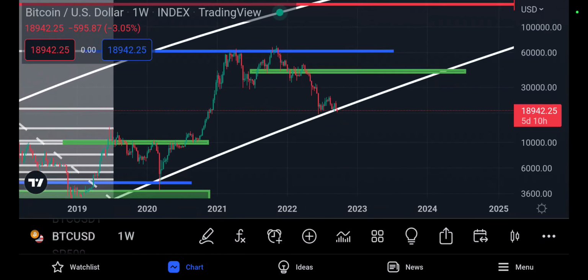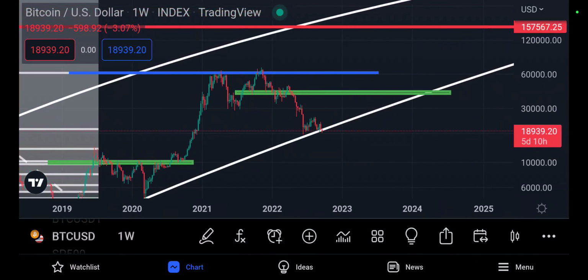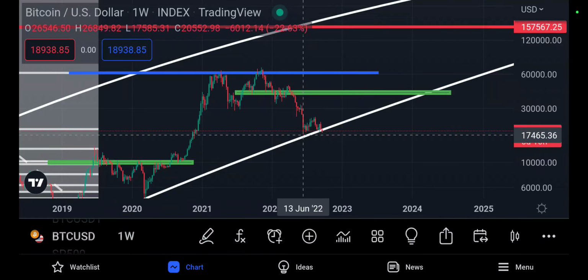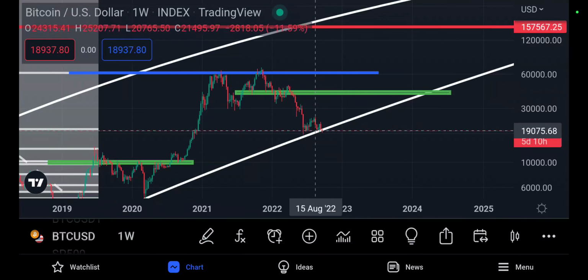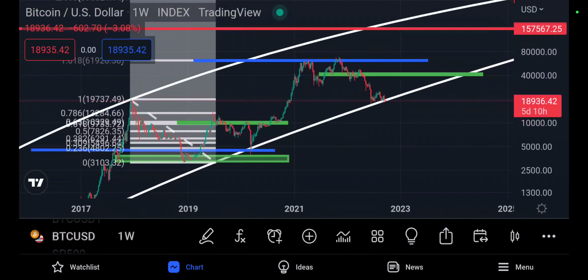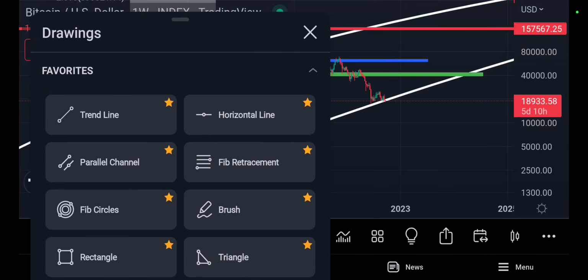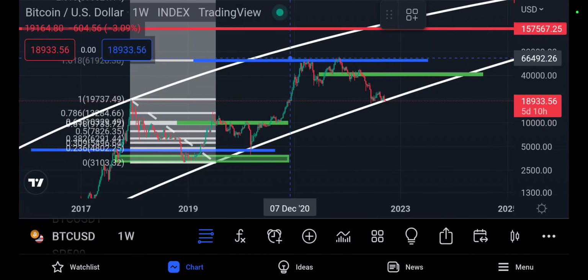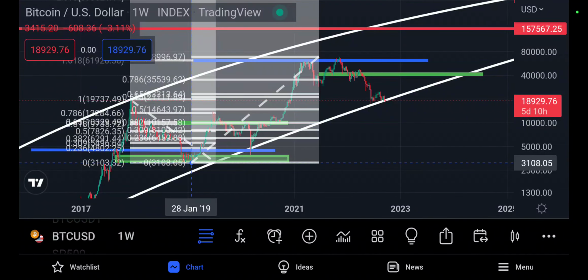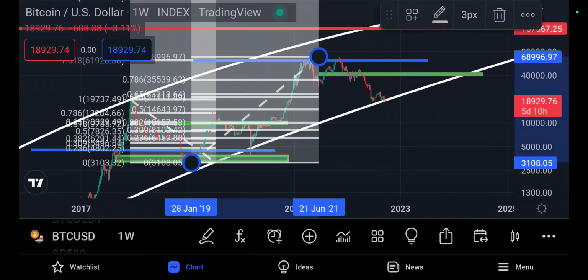Now, to figure out, I actually missed one period. I'm going to see if we can get a 0.618 fib in this range. So in order to do that, what you do is pull another Fibonacci retracement from the top price of $69,000 and bring that all the way down to the bottom price around $3,000. And then we just look at the 0.618 Fibonacci.